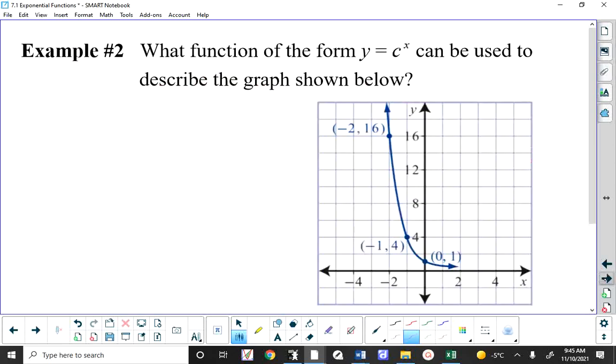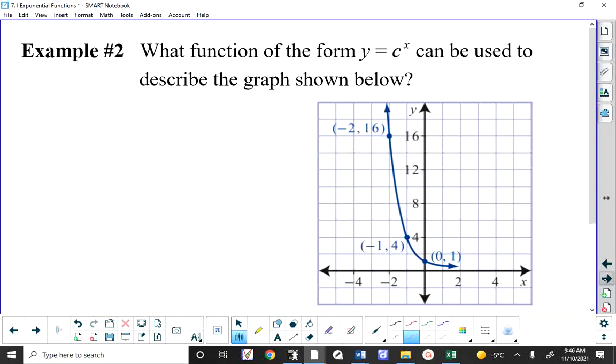All right, what function of the form y equals c to the x does this graph represent? Well, it's a very simple question. You need to determine what number y is being multiplied by regularly as you go left to right. We can see it's a decreasing function, so the number has to be less than 1.